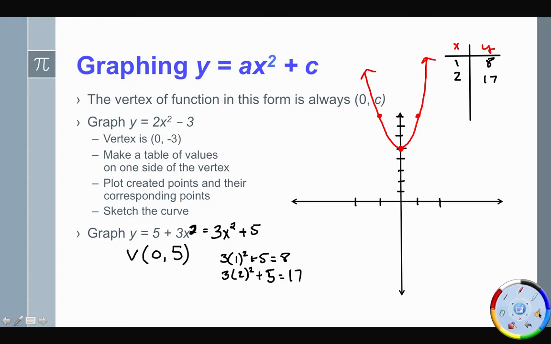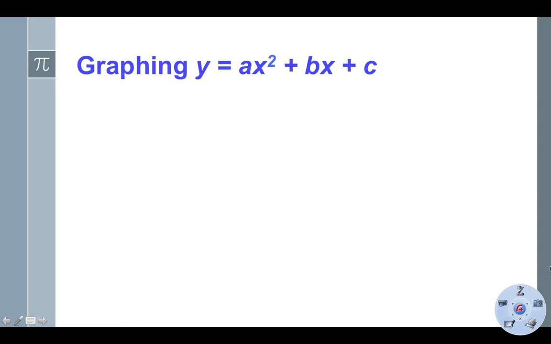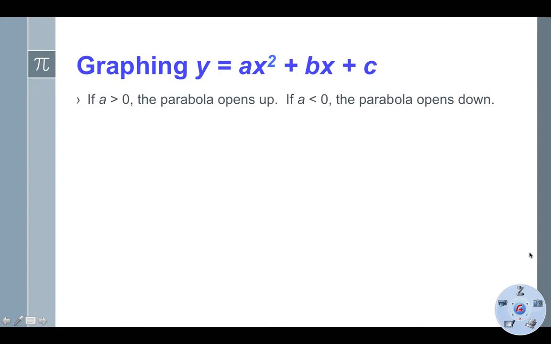So let's go ahead and take a look at what happens if there is a linear term. So this is a full standard form graph or parabola, quadratic, whatever word you want to use there. We need to make some notes first. These are super, super important on how to graph a quadratic in full standard form.